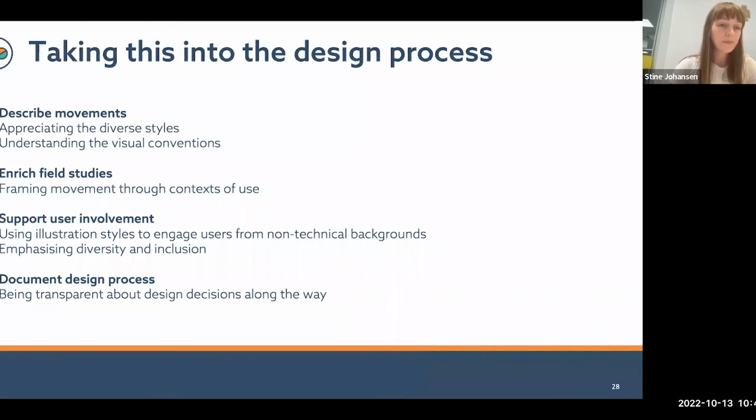And finally, documenting the design process is a noticeable lack that we found in the illustrations that we got in our survey. So even though there are lots of illustrations, very few of them actually show how a movement was designed, or show how the design of the movement progressed throughout the design process. So we could think about how we can be more transparent about the design decisions that we make along the way, and that will be helpful in terms of building on that research.